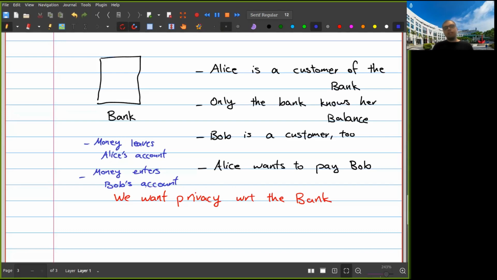Okay. Now you might think that if the bank can see both of these, both Bob's entry and Alice's exit of money, then it can figure out that Alice paid Bob. But that's not necessarily the case, especially if all the payments have the same size. So imagine that everyone just keeps paying each other in $5 increments.